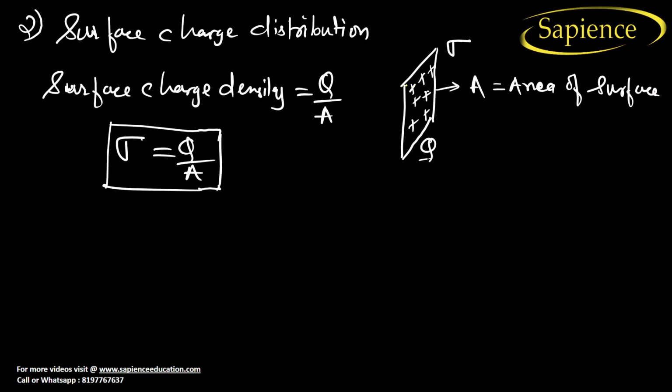So let us consider this is the surface. This surface has an area A, and there is an equal distribution of charges on the whole surface. Let us consider the total charge is Q and the area is A. So surface charge density will be equal to the total amount of charge on this surface divided by the area of the surface where the charge is being distributed, right? I hope you have understood this. So this is surface charge distribution.